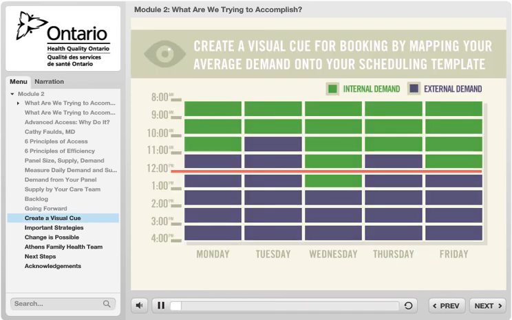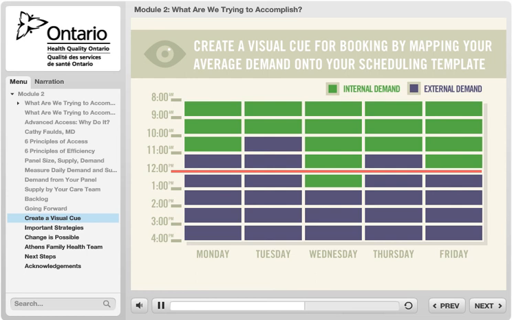Sometimes it's helpful to actually create a visual cue for booking by mapping your average demand onto your scheduling template. Subtract the daily demand from daily supply to determine the daily ratio of pre-booked to open appointments. A different number of open appointments will be made available each day based on the findings of the daily demand data. So it's the ratio that's really the important thing.